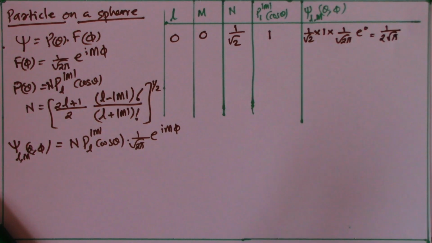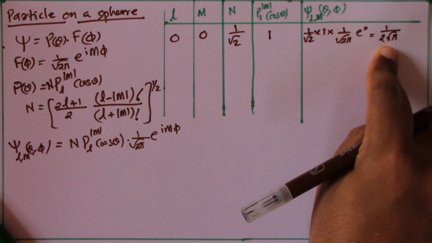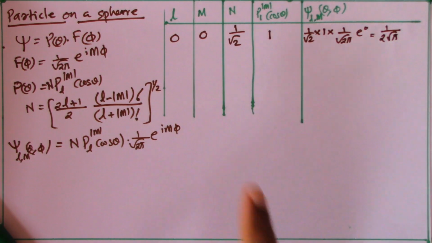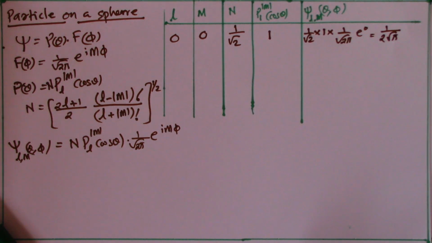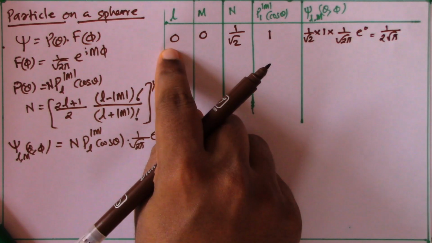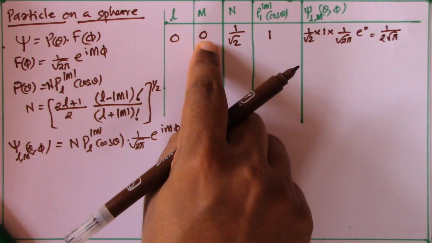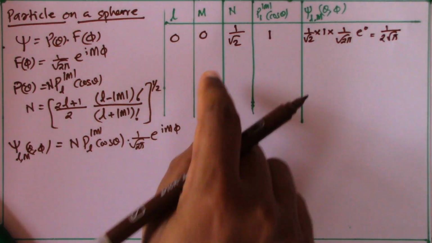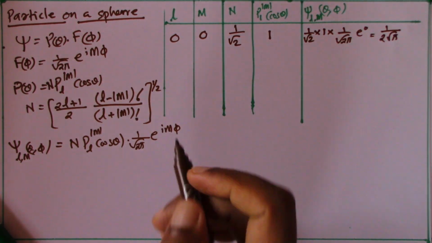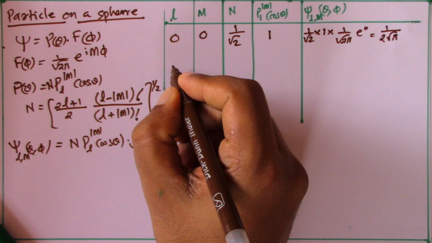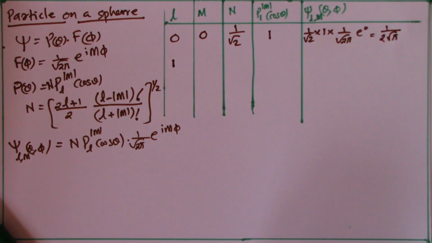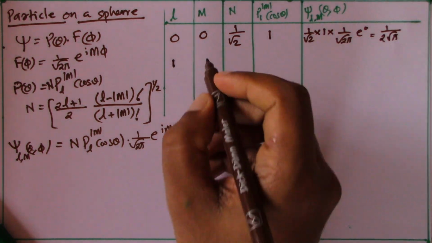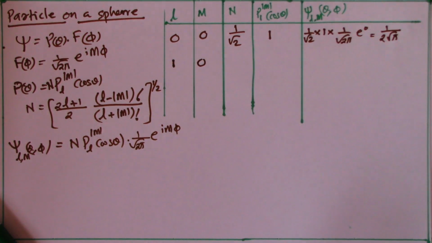Okay, so that is the value of psi lm theta phi for L is equal to 0 and m is equal to 0. So we got the complete wave function for the set of quantum numbers L is equal to 0 and m is equal to 0. And like that we can find out the values of the complete wave function for other sets of quantum numbers. Let us take the other set, L is equal to 1 and m is equal to 0.